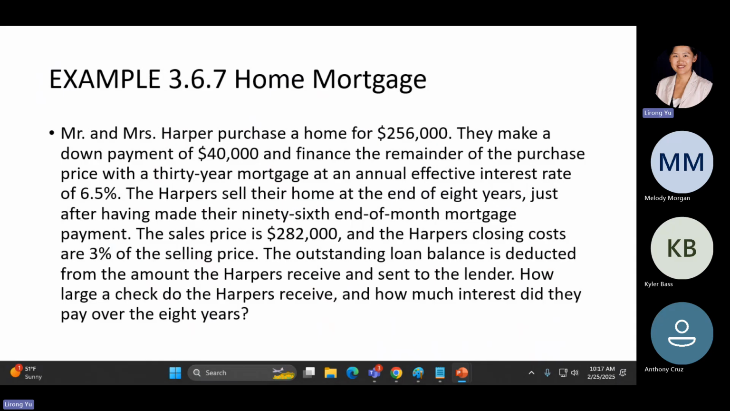All right, they choose to, their closing cost is 3% of the selling price. So you take the selling price multiplied by 3%. Those are the money they have to pay. The outstanding balance is just deducted from the amount they receive. So even though they earn some money from selling their home, they still have to pay the rest, right?